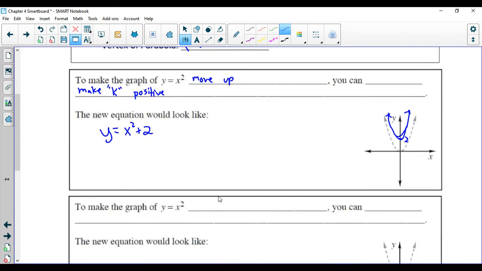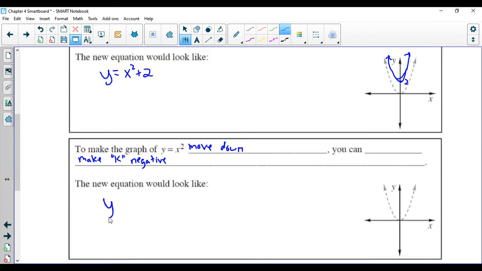All right, we can also make the parabola move down. So to make the graph of y equals x squared move down, you can make, again, it's still going to be the k value, but now negative would make it move down. So k kind of works the way you think. A positive moves up, and a negative is going to move down. So if I did y equals x squared minus 2, that would move the graph down too. So it'd be the same parabola, just moved down 2 units.